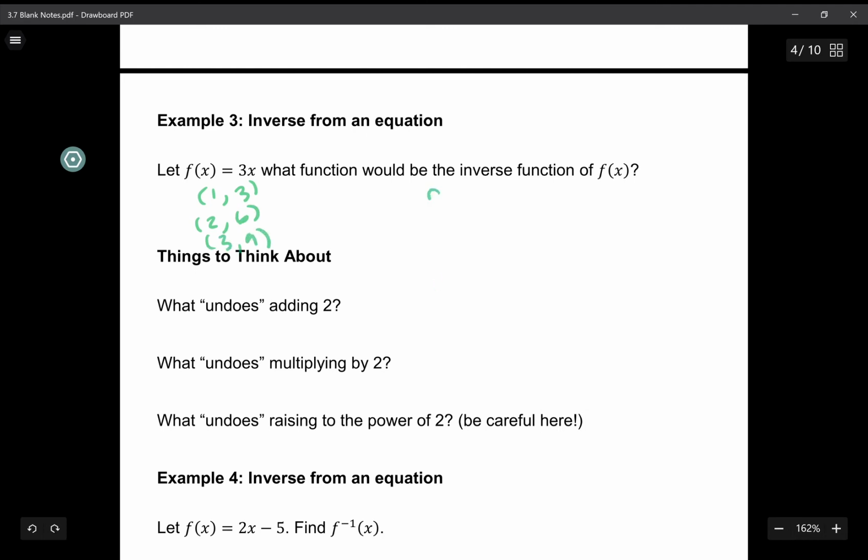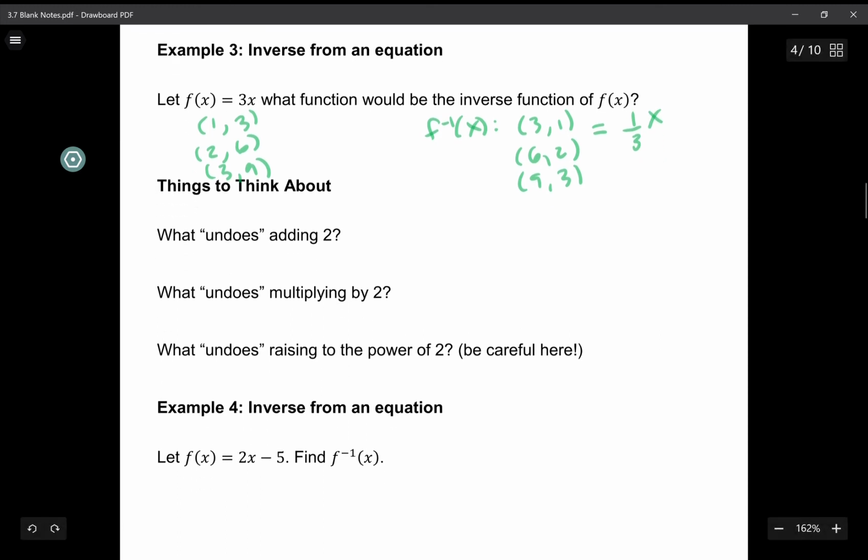So our inverse function, f inverse of x, would be like 3 goes to 1, 6 goes to 2, 9 goes to 3, and we'd be taking a third each time. So I think we could guess that our inverse function might be, not negative, sorry, 1/3 x. If the function is multiply it by 3, the inverse is divided by 3.